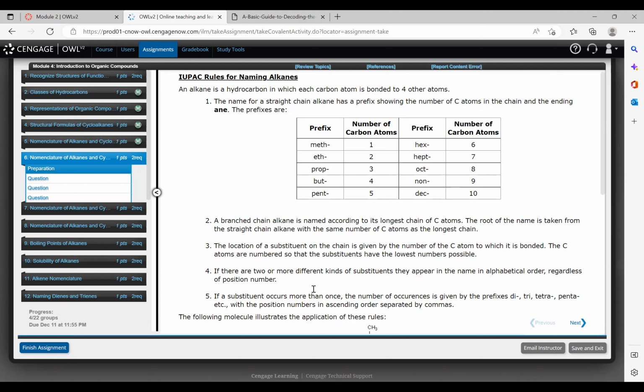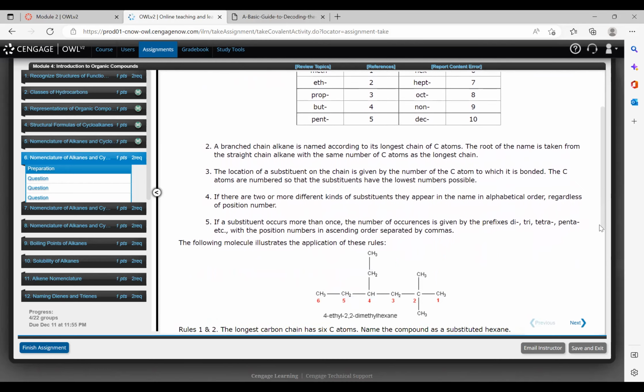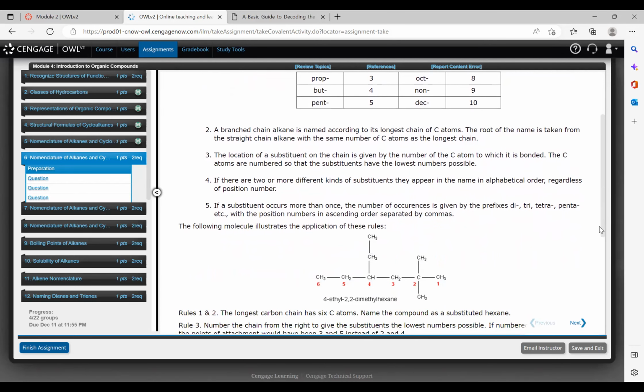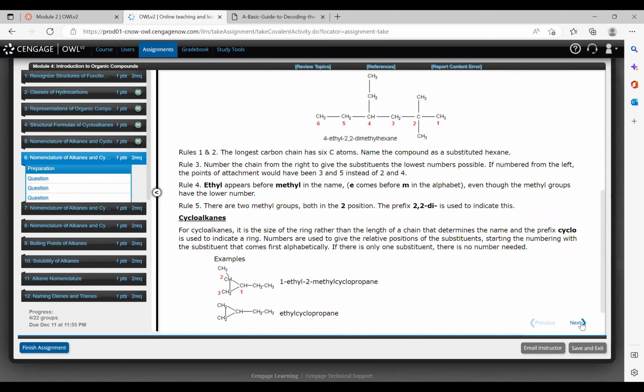If you have two or more different substituents, you name them in alphabetical order. And it doesn't matter the position, you just name them in alphabetical order. And then if you have multiple of the same substituent or branch group, you have to make sure to give some prefixes to say how many there are. So let's give some examples.